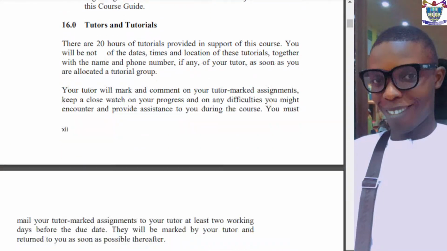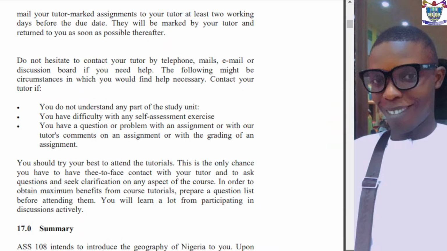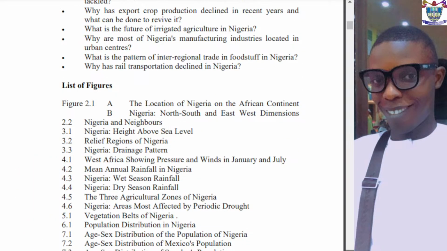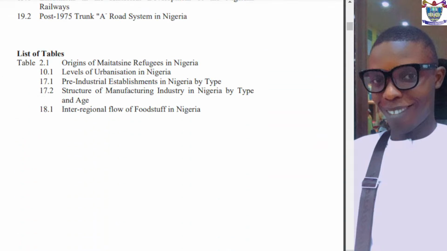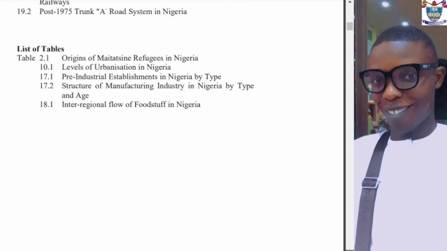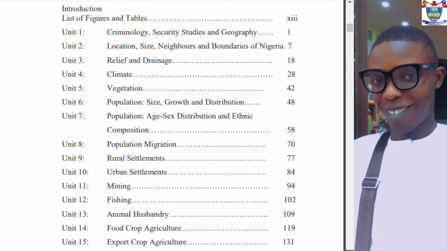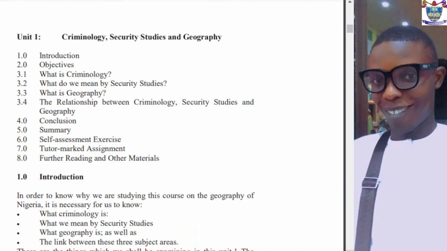So all that you are seeing here are what you call the course guide. If you take your time to go through them, it will tell you what to expect in the course material and how to tackle them. So the first topic is criminology, security studies, and geography.